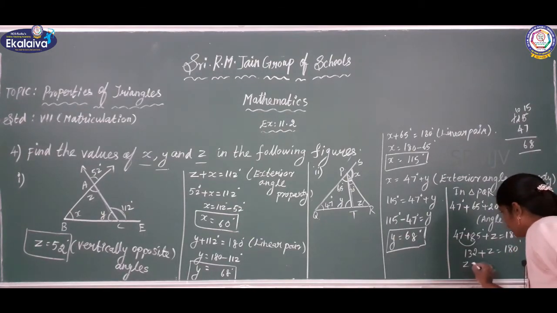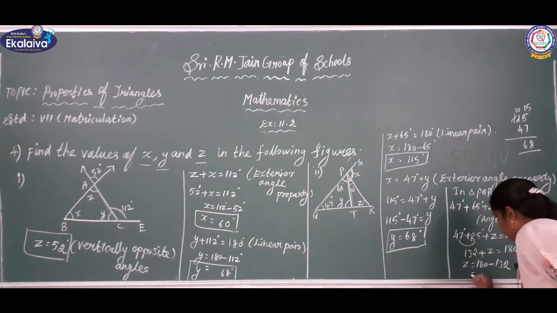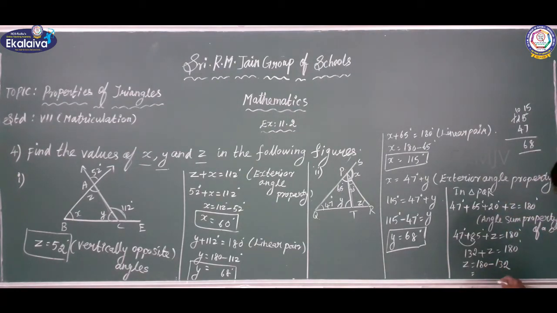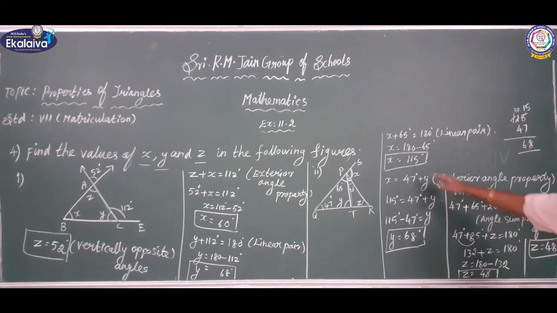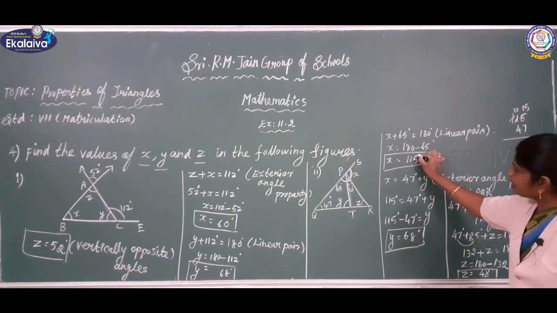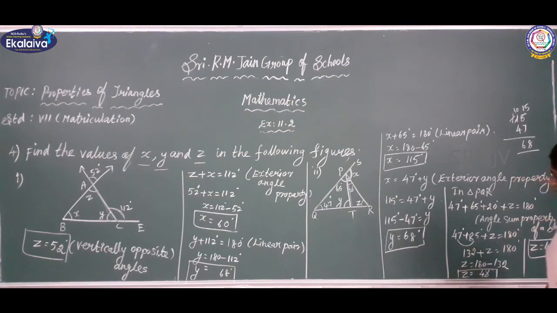So z equals 180 minus 132. We subtract this, what will you get, children? 10 minus 2 is 8, 7 minus 3 is 4. So z equals 48 degrees. So what is the x value? X equals 115 degrees and y equals 68 degrees. Z equals 48 degrees.